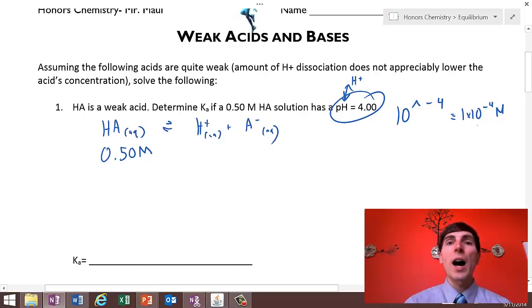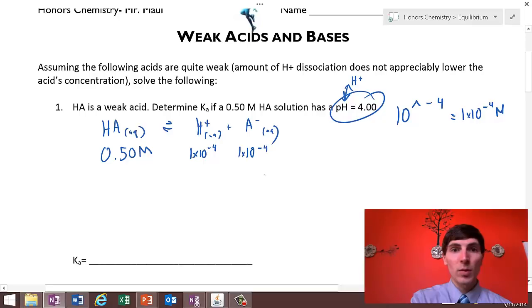Now when I think about water, neutral water is 1 times 10 to the negative 7th, so this is clearly more than water. My pH meter tells me I have 1 times 10 to the negative 4th, so I'm going to put 1 times 10 to the negative 4th moles per liter. Now if I have one of these, then I'm going to have one of these as well, 1 to 1 moles per liter. And so this actually tells me now how much is actually dissolved.